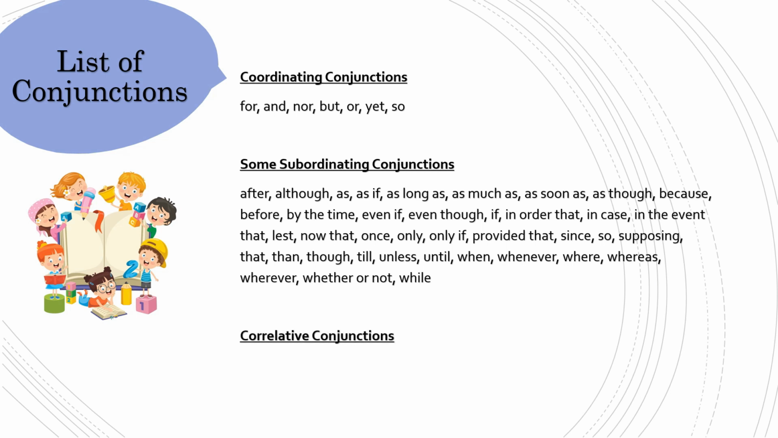Correlative conjunctions: both, and; either, or; neither, nor; not only, but; whether, or.